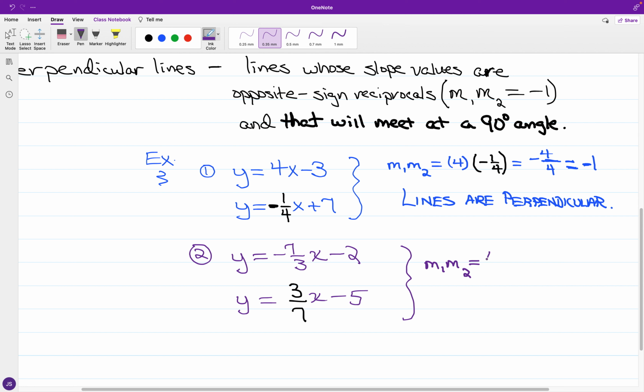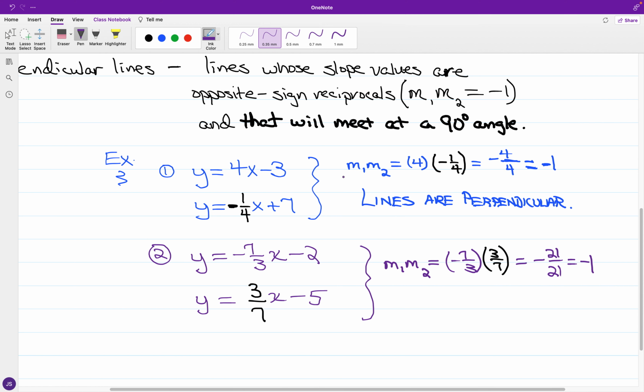So in the case of the pairings, the first slope is negative 7/3, and for the second line we come out to 3/7. Of course, negative times a positive is a negative, and you get 21 over 21, and the reduction goes to -1. So with the slopes ending up with a product of -1, it turns out that this pairing consists of lines that are perpendicular.